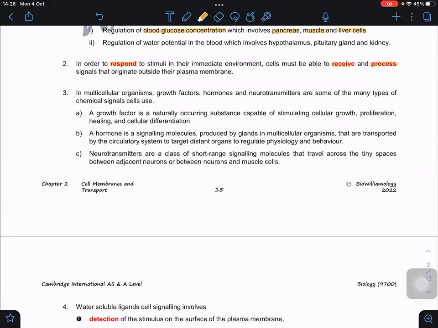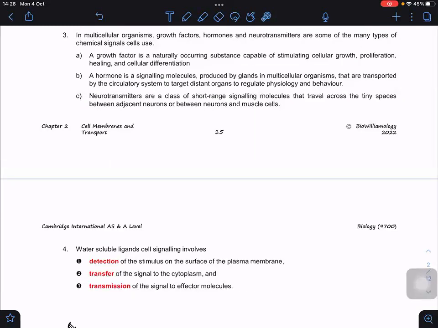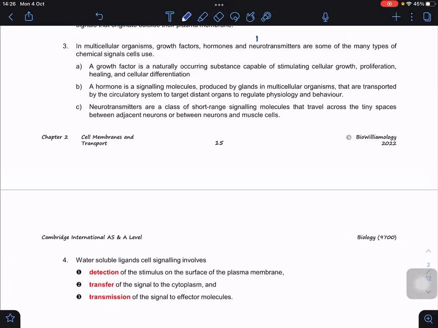Are you clear? This signal is water soluble, so it must be in the tissue fluids. In a multicellular organism, growth factors, hormones, and neurotransmitters are some of the many types of chemical signals, which we call ligands. A growth factor is a naturally occurring substance capable of stimulating cellular growth and proliferation. Proliferation basically means cell division, and healing because of mitosis, and cellular differentiation.